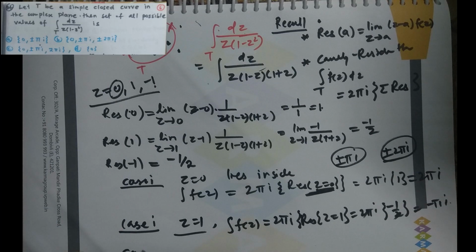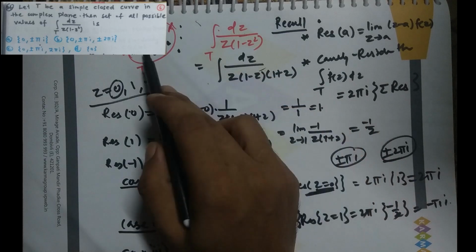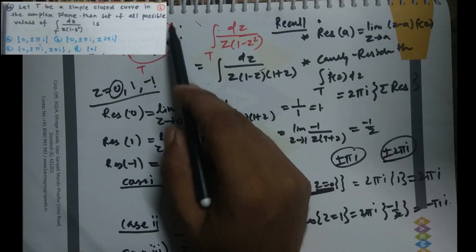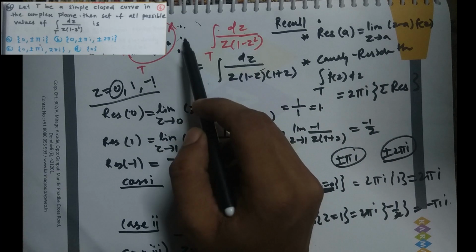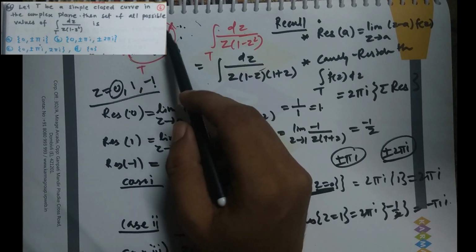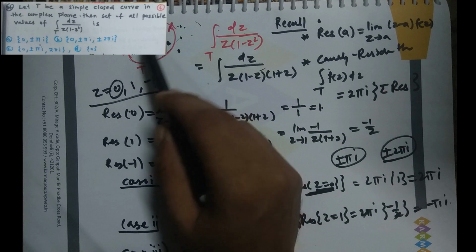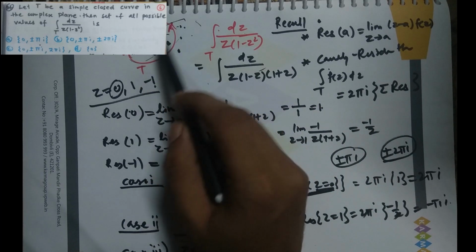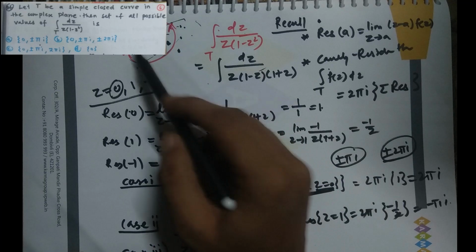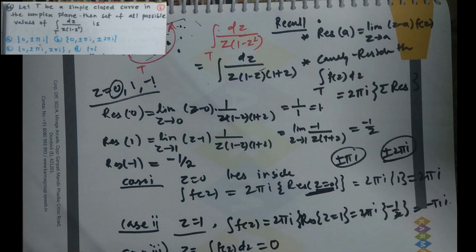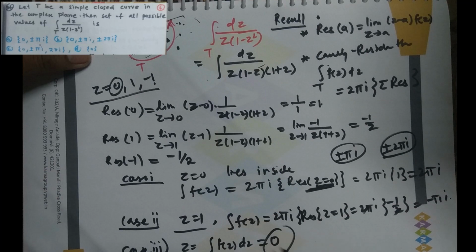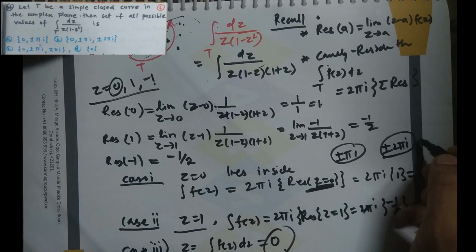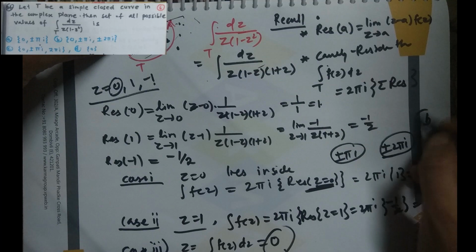Now let's see case number three. In case number three, if I consider all the poles lie outside, then what will happen? By the Cauchy-Goursat theorem, if all the poles of f(z) lie outside this T, then my function f(z) will be analytic inside this T. And by the Cauchy-Goursat theorem the integral will become 0. So these are the possibilities for the answer: 0, plus minus pi i, and plus minus 2 pi i. If I look at the options, option B will be the correct option.